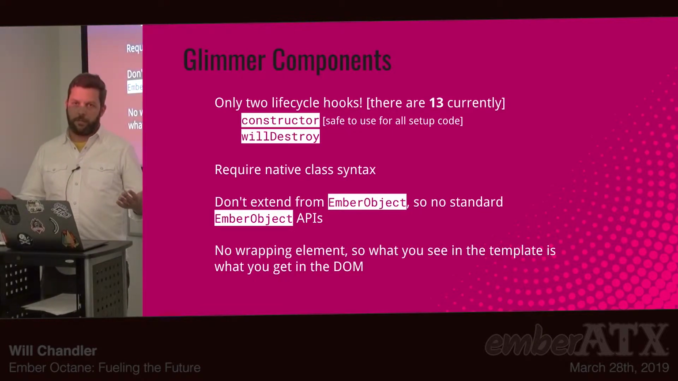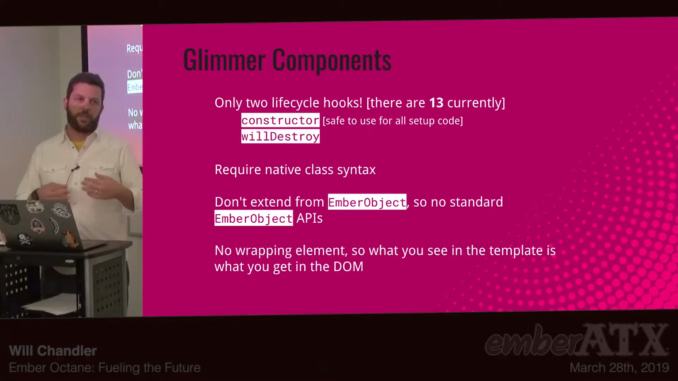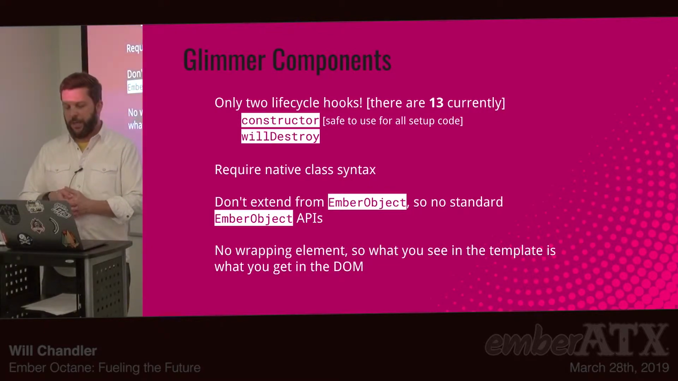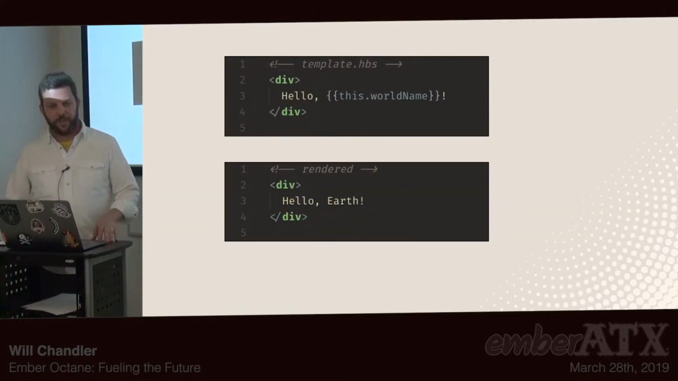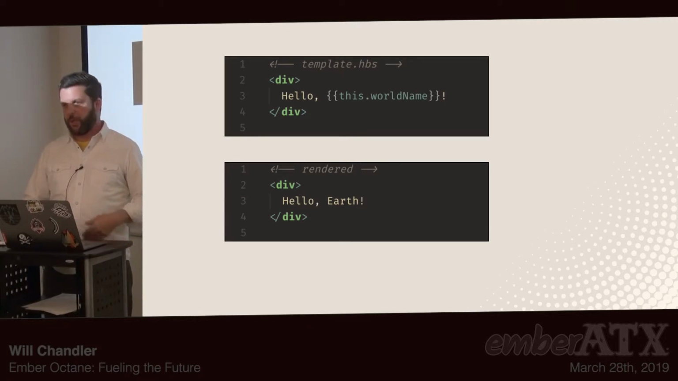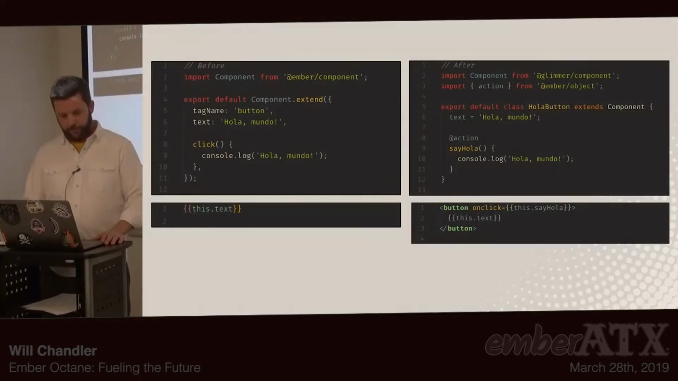I think the greatest thing about Glimmer components is there's no wrapping element around them. So what you write in your template is actually what's rendered into the DOM. Any of us that have used tagName, classNameBindings, any of that are really going to appreciate the way Glimmer components are written. This is just a quick example of what that looks like. In your template, you have a div just returning hello earth. And in the DOM, that's what you get. There's no Ember view div wrapping it, nothing like that.